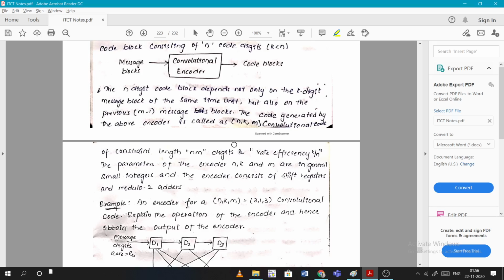The parameters of the encoder, n, k and m, are in general small integers, and the encoder consists of shift registers and modulo-2 adders. In the previous block codes, the values of n and k were 7 and 4, for example. Here they will be small, like 2, 2, 1, or 2, 3, 1, simple ones only.